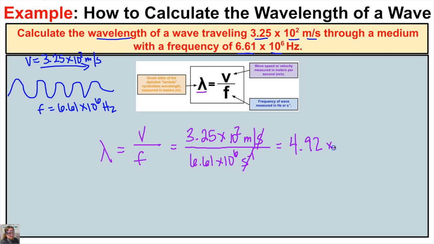And so when we put this in our calculator, we're going to end up with 4.92 times 10 to the negative 5th meters, it looks like. So we just figured out the wavelength of this wave. The wavelength is going to be 4.92 times 10 to the negative 5th meters. So that is how we're going to use this formula right here to solve for the wavelength of a wave when we're given the wave speed or velocity and its frequency.